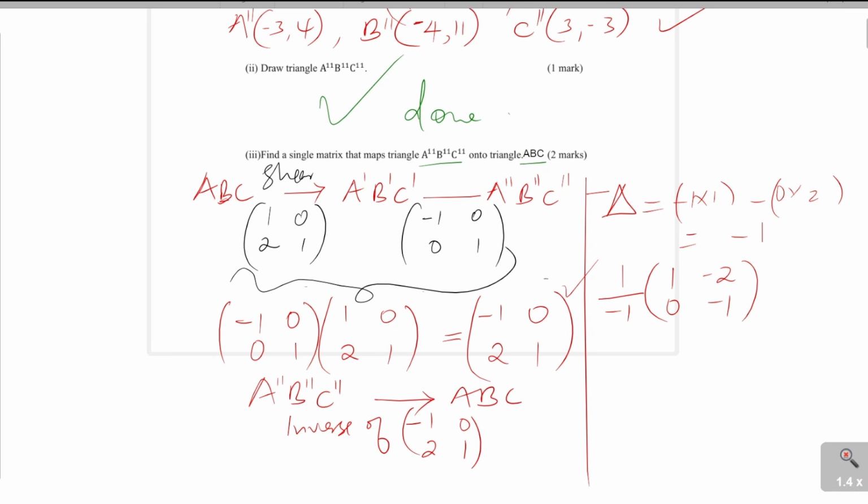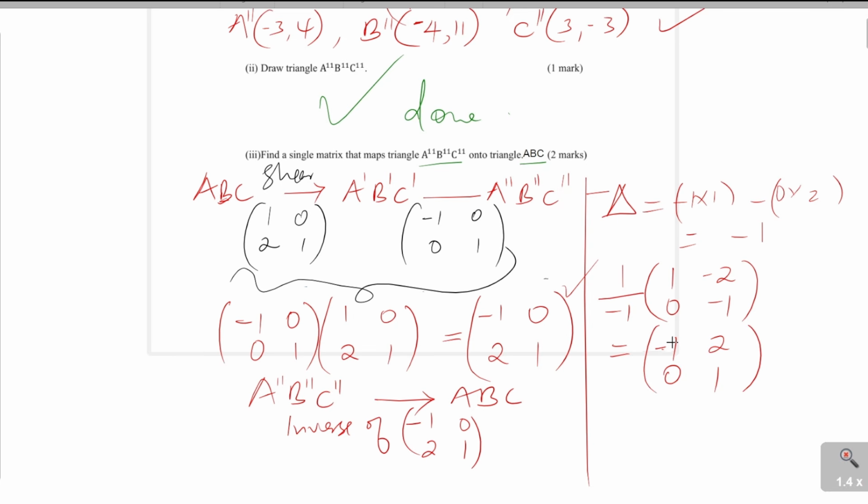So you know how we get the inverse. Again, you need to revisit this concept in case you've forgotten. How do you multiply matrices? How do you get the determinant and the inverse? So you're getting the inverse of -1, 2, 0, 1. And this will give, when you multiply everything here by -1, you get -1, 0, 2, 1.